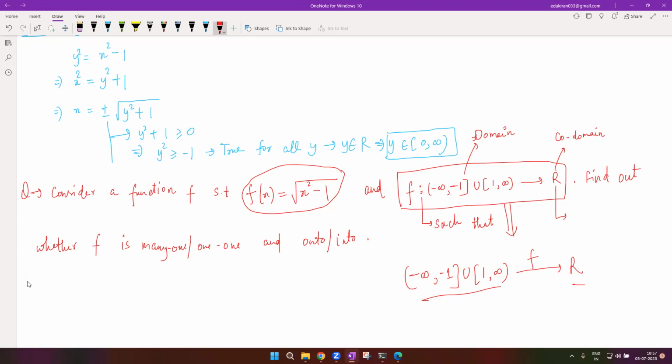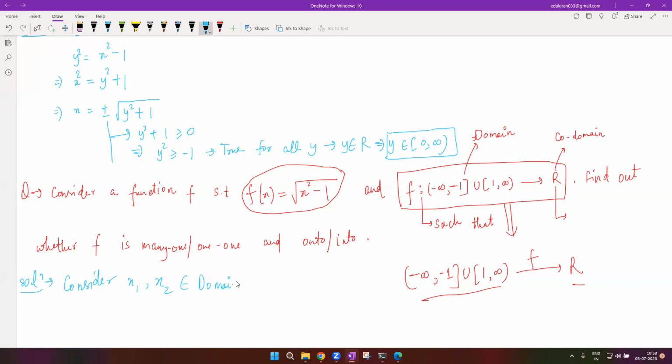First way is to go through the procedure which we have learned. We know how to find out many one and one, and we also know how to find out onto and into. So let's start with that only. If I want to find out whether f is many one or one, what I would do is I will take two values from its domain. So I will take x1 and x2 from the domain.